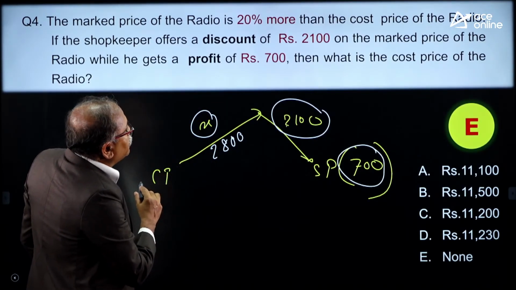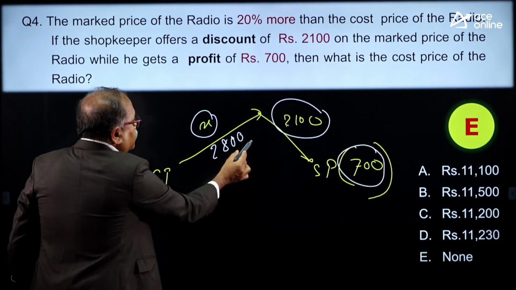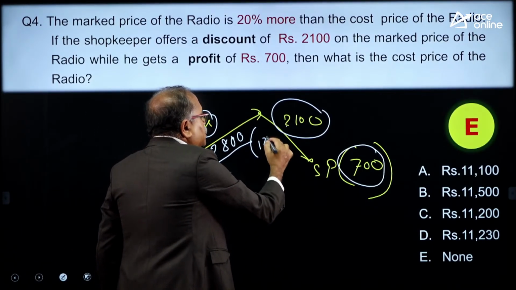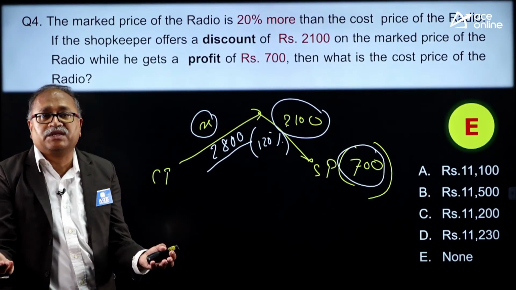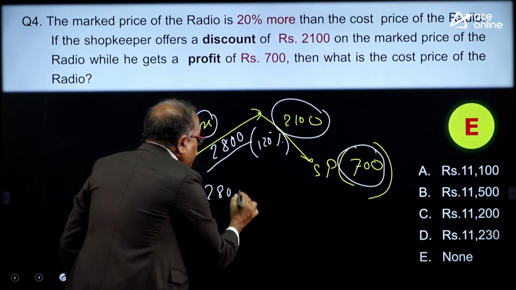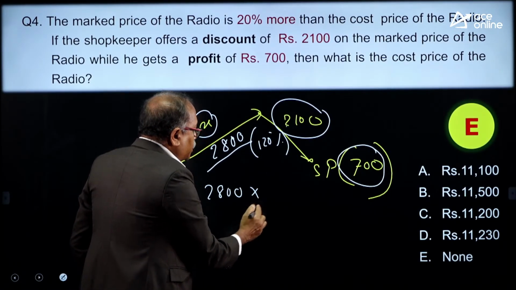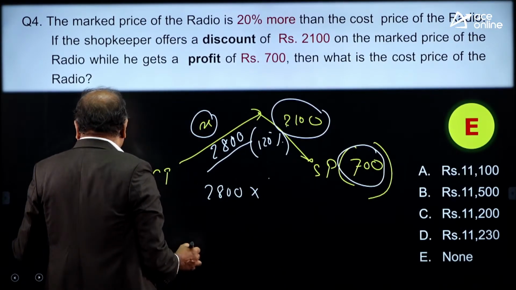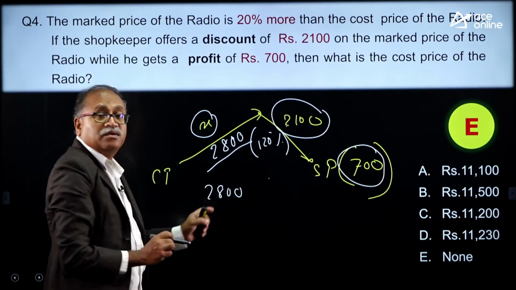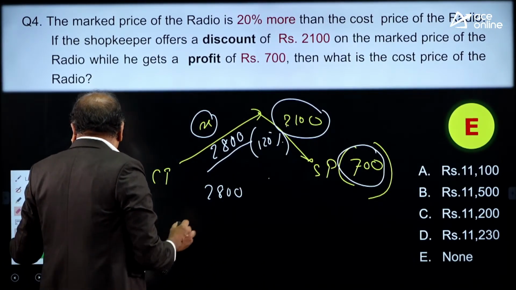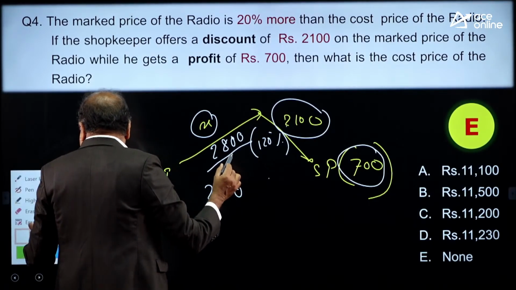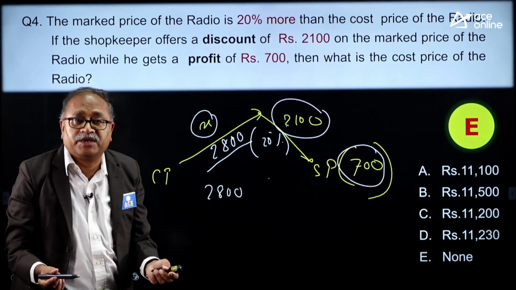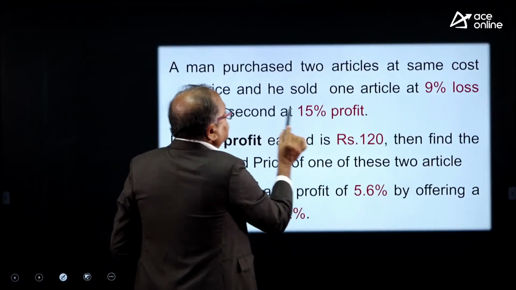Now, what I need to find out is the cost price of the article. Once I have this markup price, I know it is 20% above the cost price. I need to find out what is 100%. So, let us find it out. That is 2800. I need the 100% over 20. This is the markup, that is 20%, not 120%. This is the markup part, 20%. I need to make it 100% in order to get the cost price, not the selling price, the cost price.